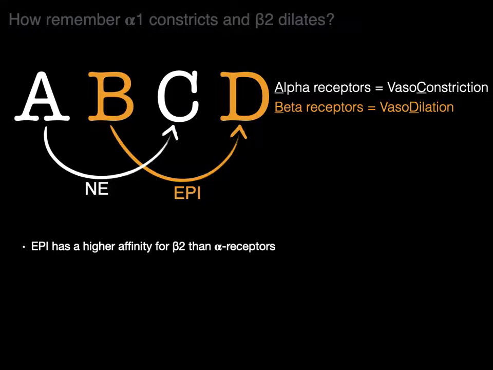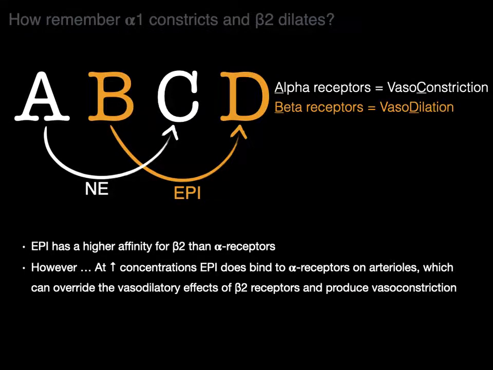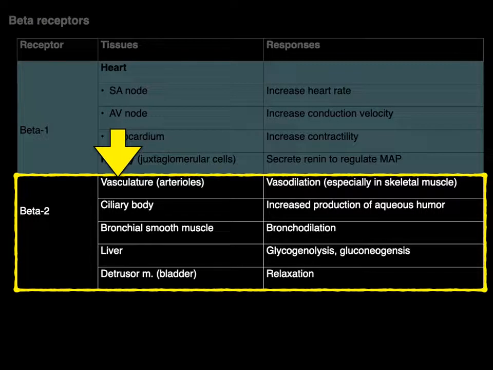Now, epinephrine has a higher affinity, as I said, for beta 2 receptors in contrast to alpha receptors. I know, wait for it. However, at high concentrations, epinephrine does bind to alpha receptors on arterioles, which can then override the vasodilatory effects of the beta 2 receptors and produce vasoconstriction. With epinephrine, concentration matters.